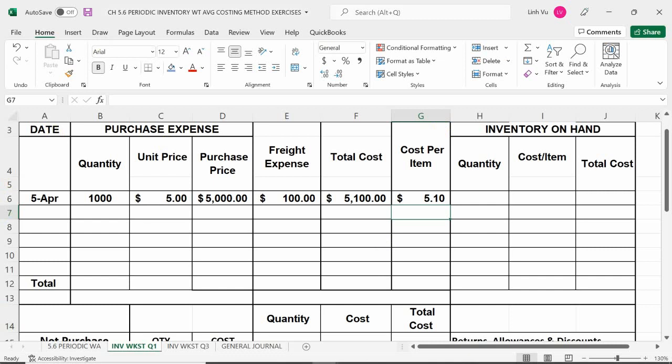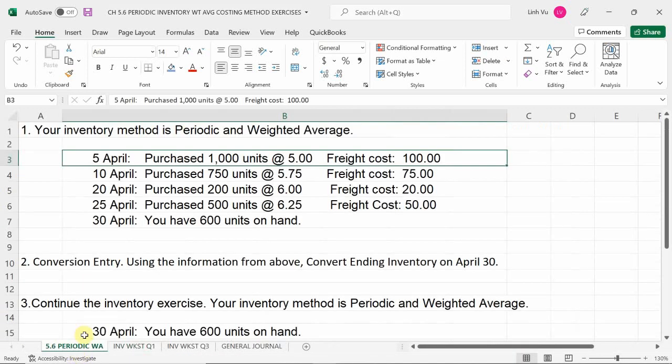Again, since we already know that we're going to be making batches of inventory, you don't necessarily need to solve for the cost per item, right? You just need to solve for the average cost. So then April 10, we purchased 750 units at $5.75 with a freight of $75, okay?